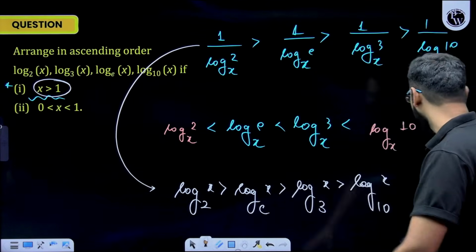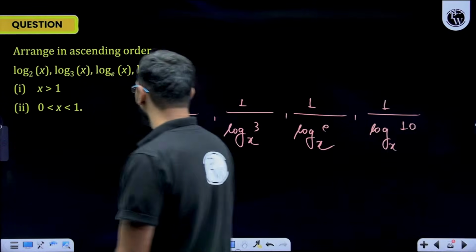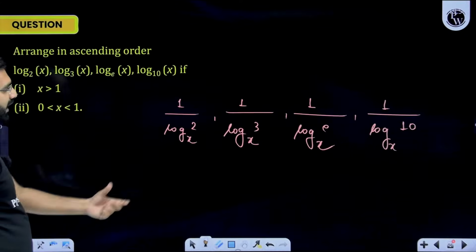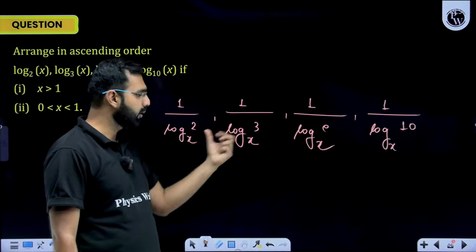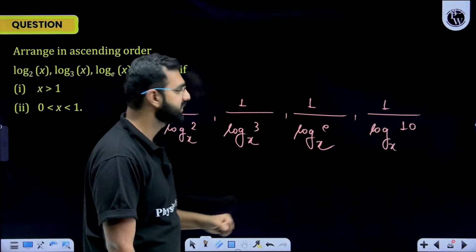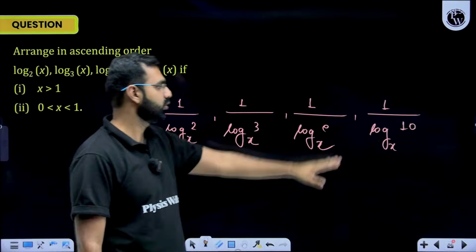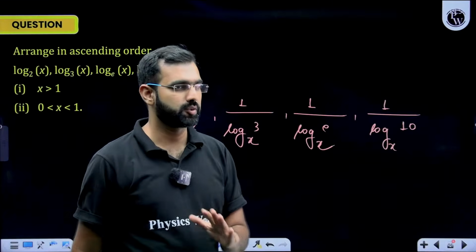I'll explain the second part of this question once again in the same manner. First of all, log x base 2 I have written as 1 upon log 2 base x. Log x base 3 I have written as 1 upon log 3 base x. Log x base e I have written as 1 upon log e base x. And log x base 10 I have written as 1 upon log 10 base x. Everyone comfortable with that?